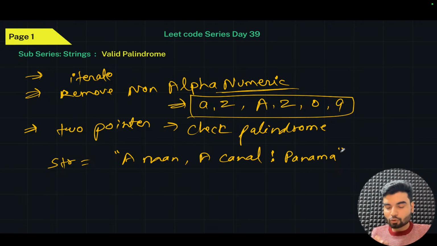Now what we have to do? We have to first remove all the spaces, and again convert this to lowercase letters. Then we'll remove all the other characters. We will only have the alphanumeric characters, which means we can have a, man, again a, canal.